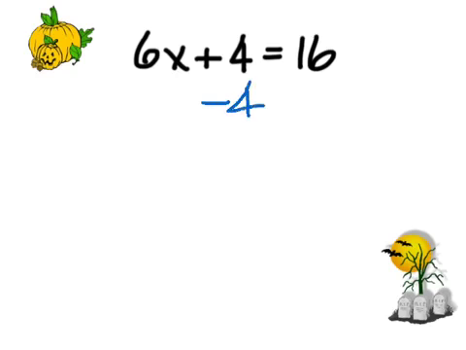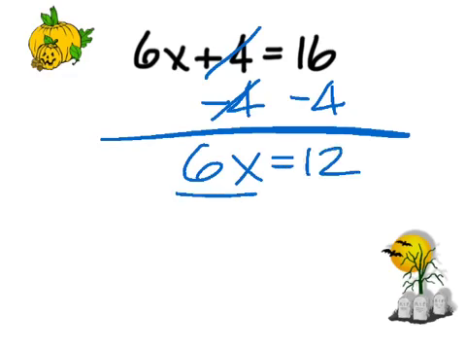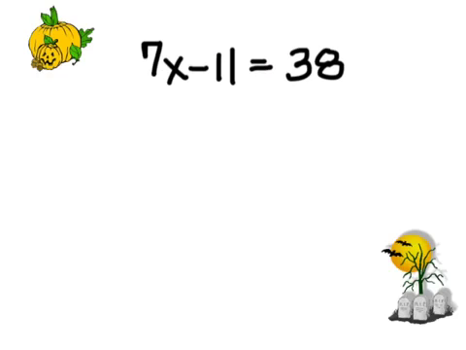Practice problem number 2. On the practice problem, subtract 4 from both sides, and you're left with 6x equals 12. Divide both sides by 6, and you get an answer of 2.